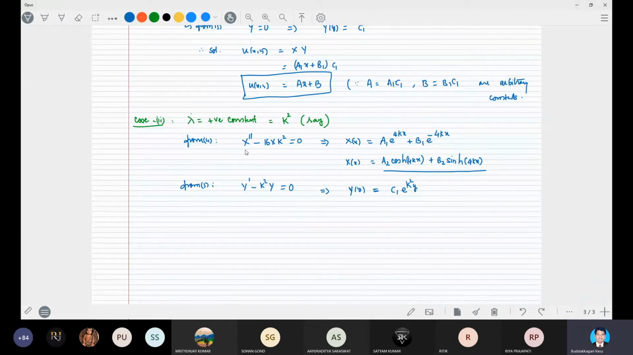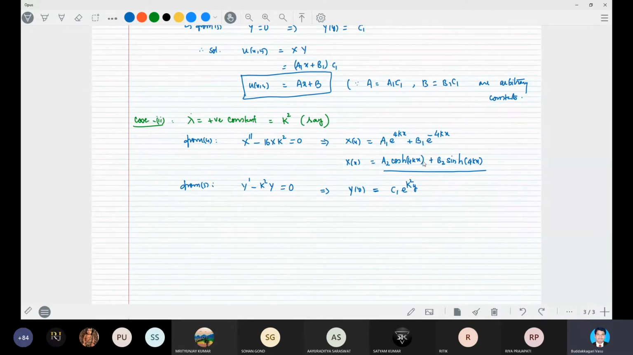The auxiliary equation for this equation is m square minus 16k square. So therefore m is equal to plus or minus 4k. Hence its solution is a1 e power 4kx plus b1 e power minus 4kx.